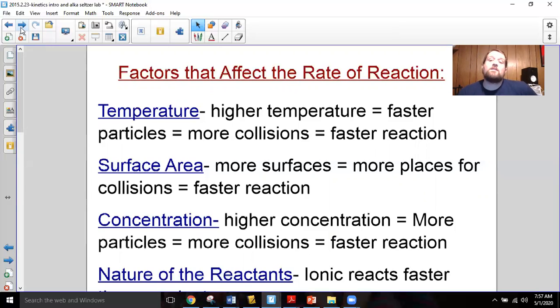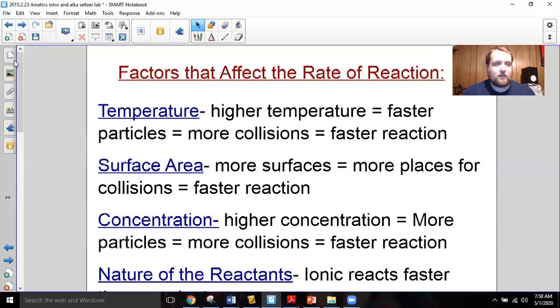And so obviously if something is a high concentration, that means there's more particles. It's like in the simulation yesterday, when you went from having just like 10 particles bouncing around to hundreds. That was a higher concentration, and so they couldn't go more than a little tiny bit before they were crashing into something else. They had no room to move. And so if there's more collisions, that's a faster reaction.